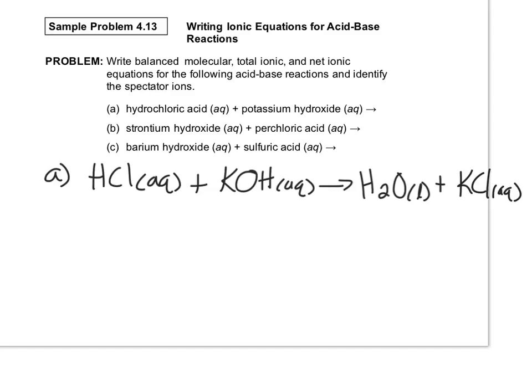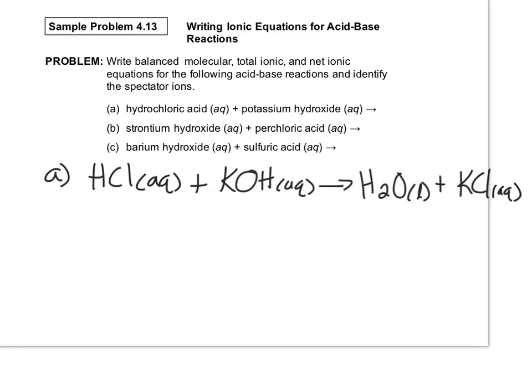All right, now is this balanced? Let's see. I have two hydrogens. I have two hydrogens. I have one chlorine, one potassium, one oxygen. So it's already balanced, so that's good. So the next step is to write the total ionic equation. So I'm going to check the solubility rules. Well, I'm going to have to do a number of things, right?